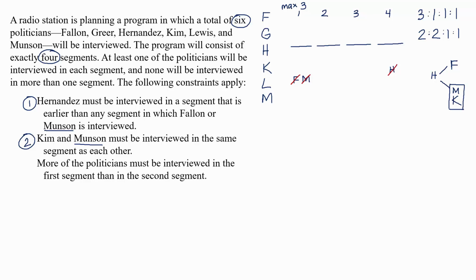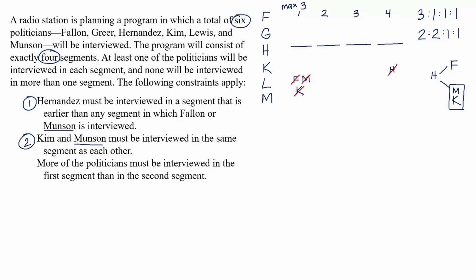And our group of politicians is getting bigger, which means we know more. In which segment can Kim not be interviewed? In segment 1, because Kim has to be sometime later than Hernandez. We now know of 3 politicians who can't be in segment 1.